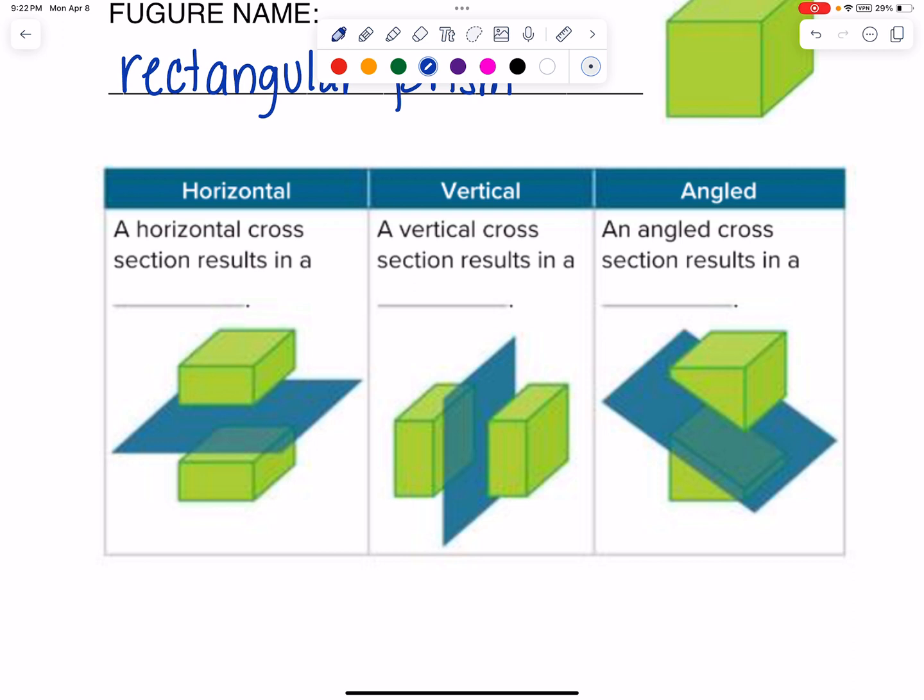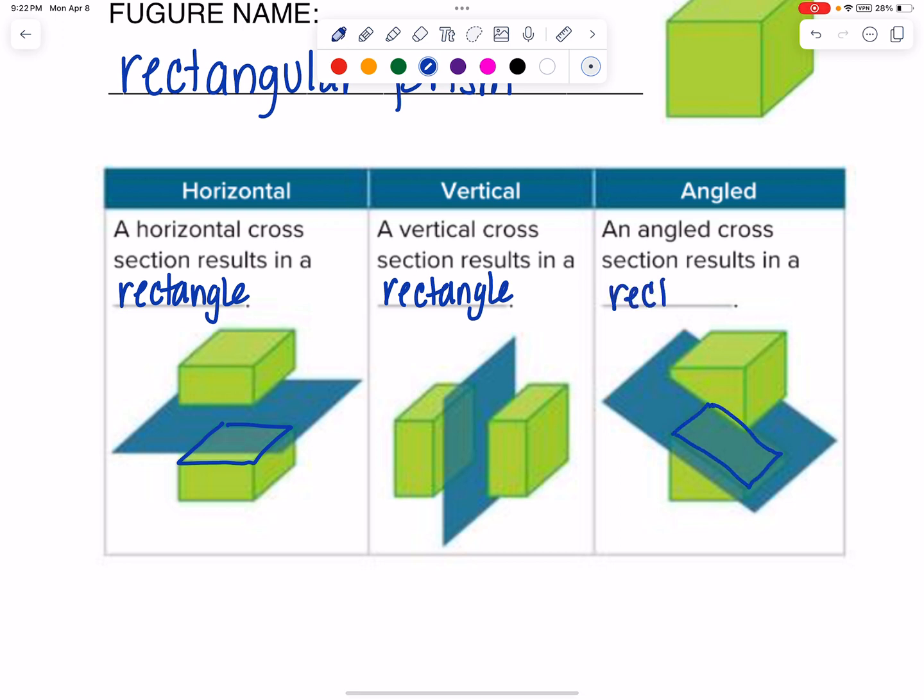And you can see here, we're giving you the images to make it nicer. So what shape do you get? We're looking at this. We get a rectangle. What do you get vertical? We get a rectangle. And what do you get diagonal? We still get a rectangle.